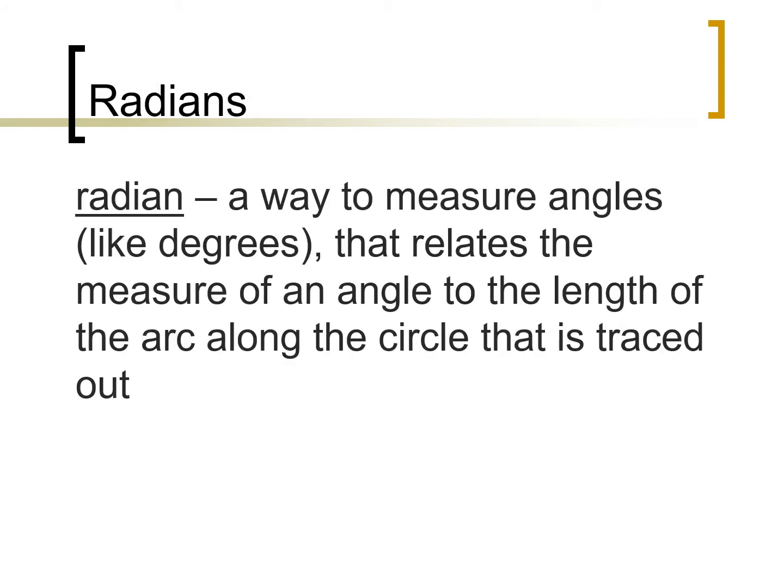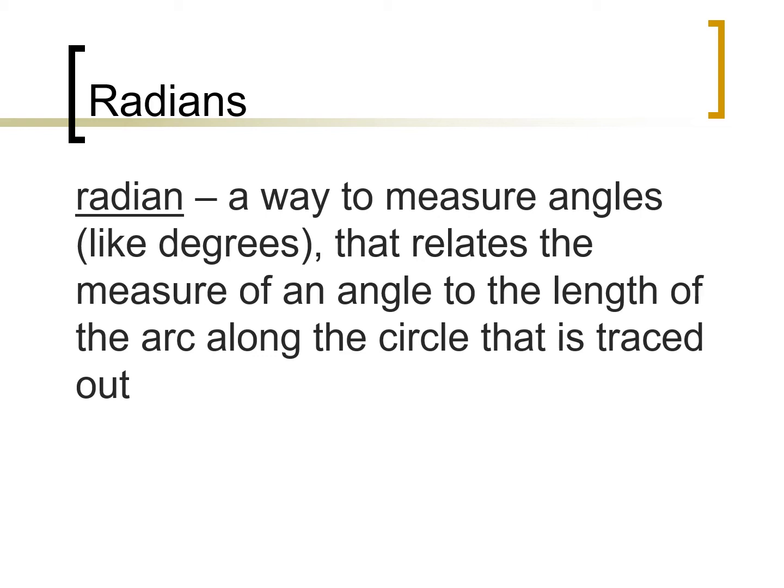We now need to start talking about another way to measure angles other than degrees. And this method of measuring angles is called a radian. A radian is a way to measure angles like degrees, but it will relate the measure of an angle to the length of an arc along the circle that is traced out. Just copy this down. We'll figure out all the details in just a moment.